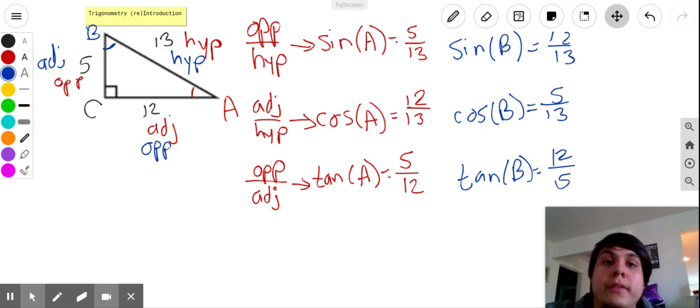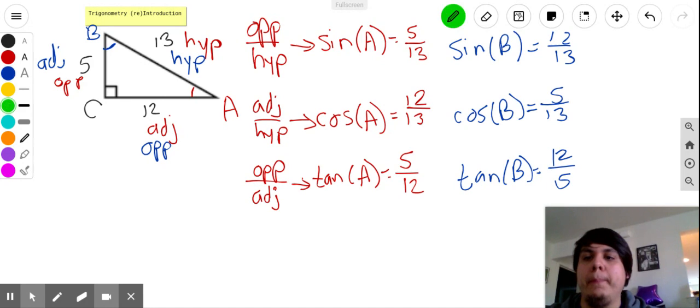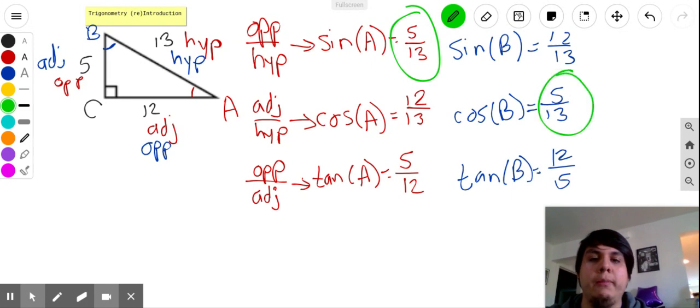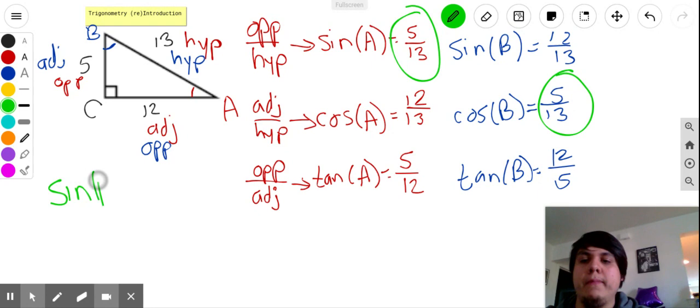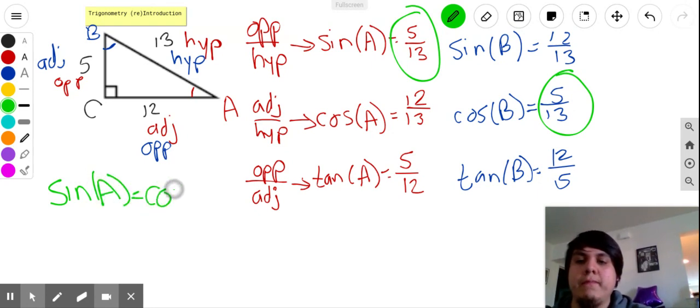Hey guys, so I wanted you to think about if you noticed anything interesting. Hopefully you did in between clicking this video open. But here's some you can look at. This value and this value are the same. So we can say that sine of A is actually equal to cosine of B.